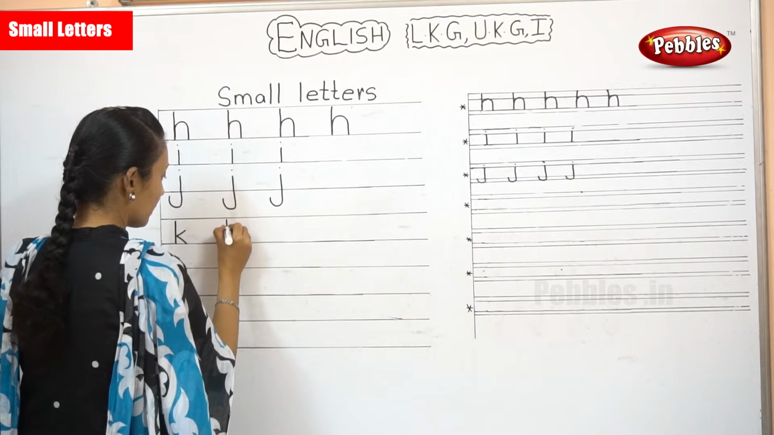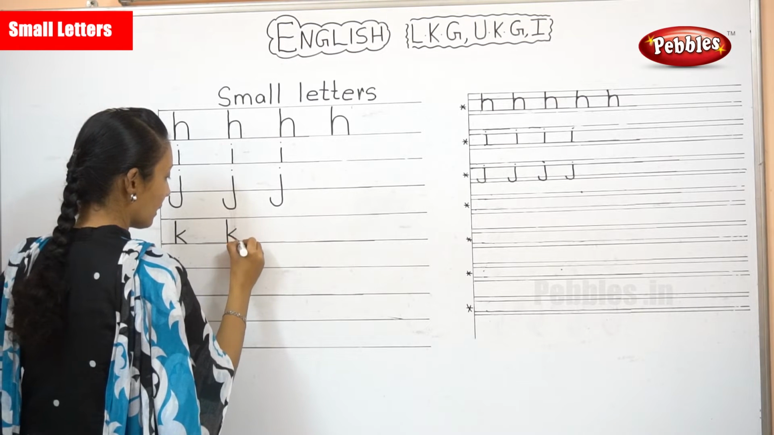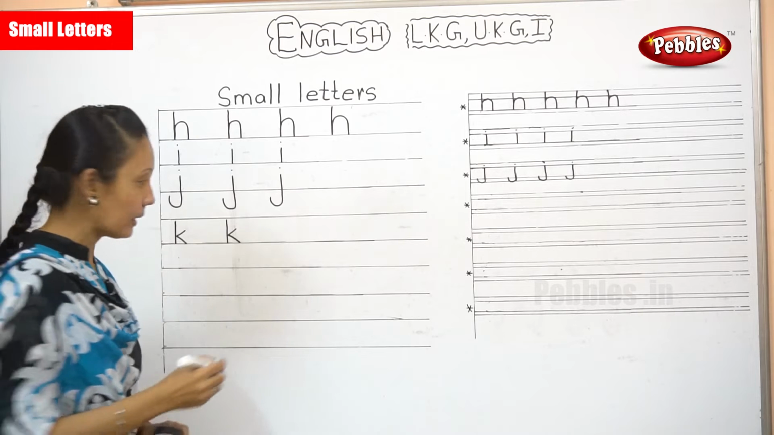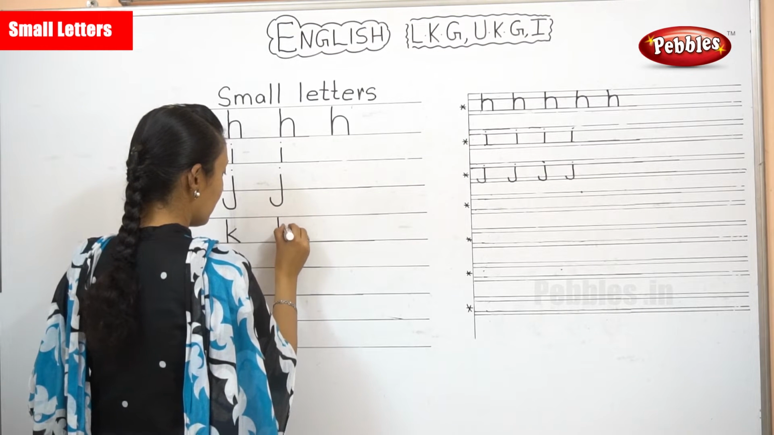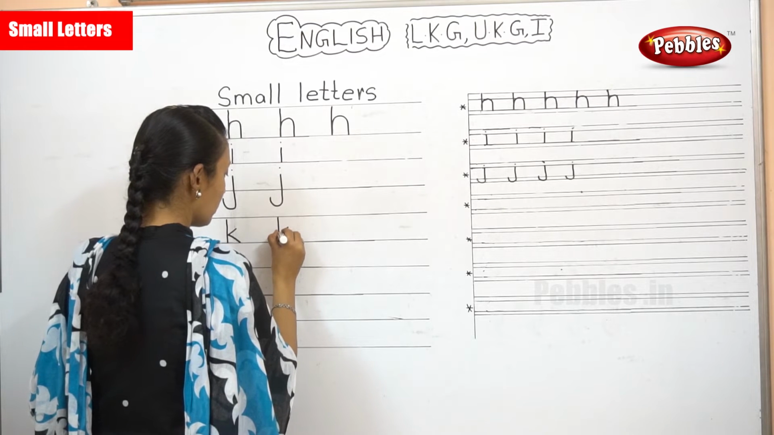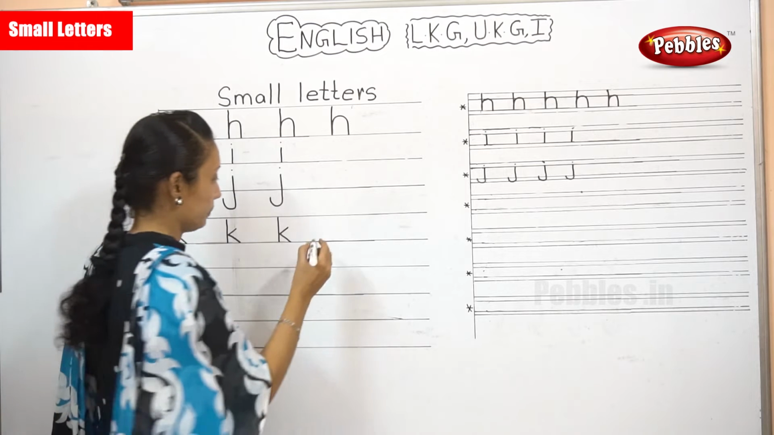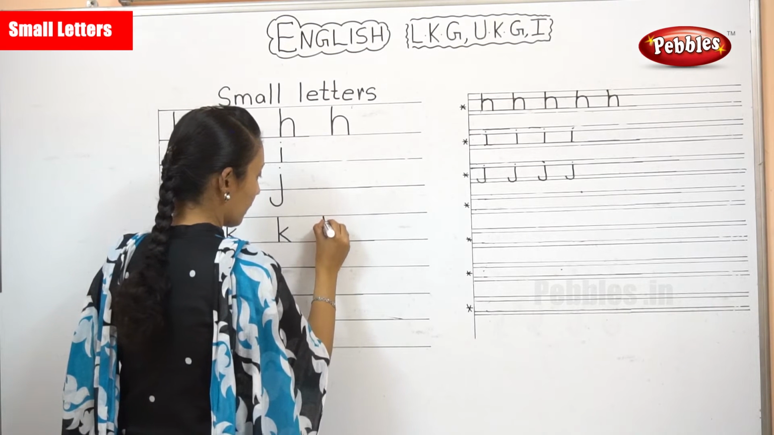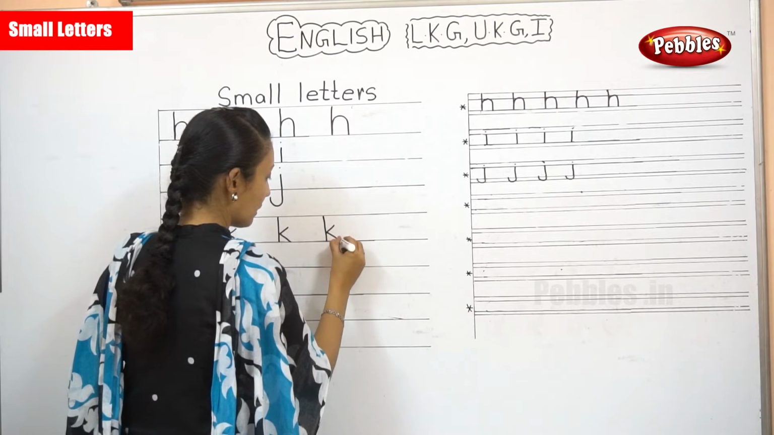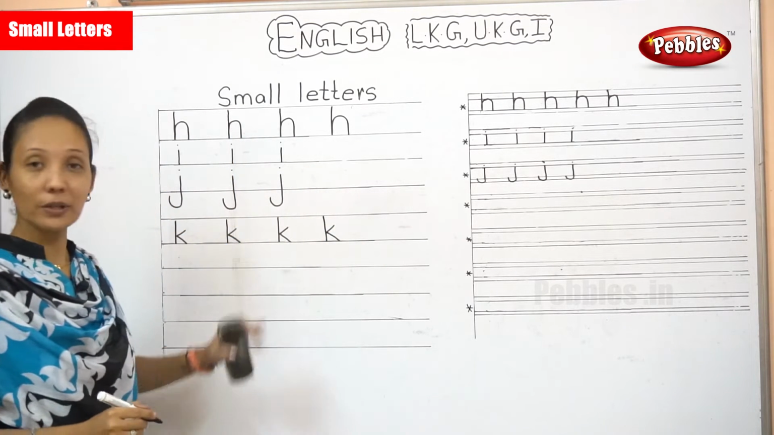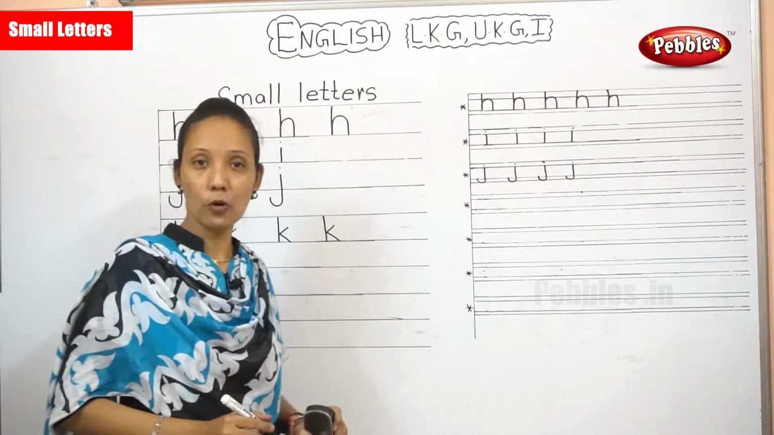Again, a standing line and 2 small slanting lines, small k. Standing line and 2 small slanting lines, small k. Again, 2 small slanting lines. You have your alphabet k. Now, shall we write this k over here in your 4 line?